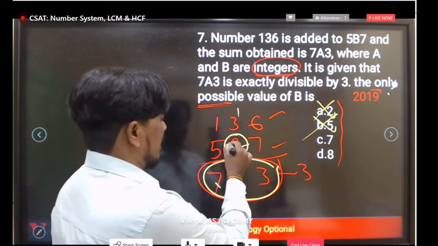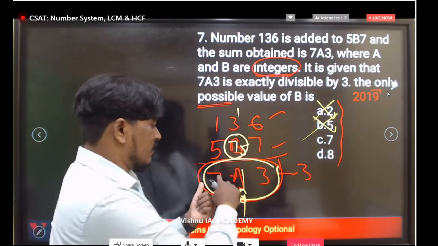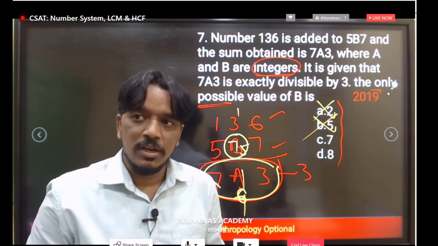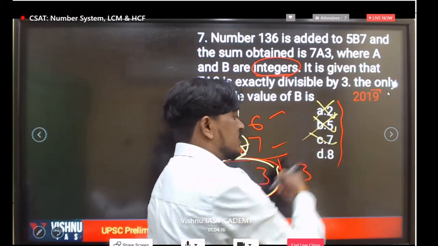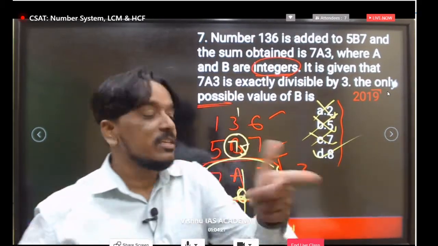And if you take 7 also, here 4 plus 7 is 11, you will get 1. See, 7 plus 3, 10 plus 1, 11. 11 is not divisible by 3. If 11 is not divisible by 3, this is not the answer. Only 8 is left. 8 is the correct answer, but is it, or not?